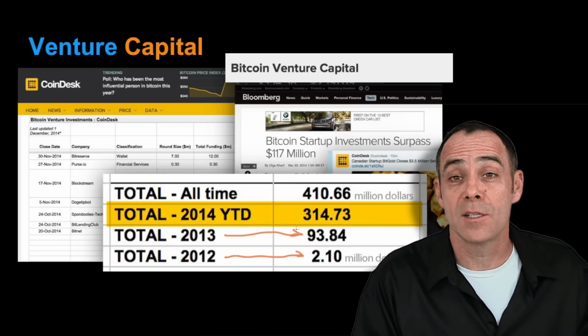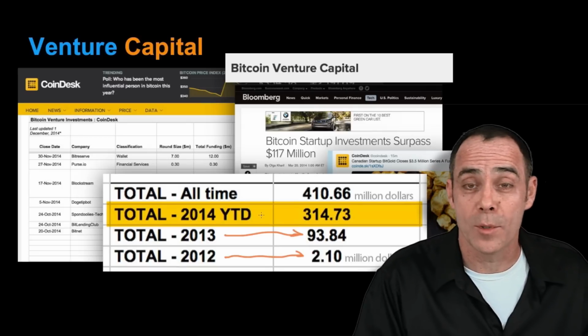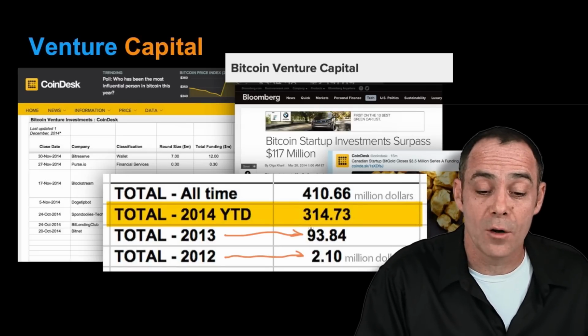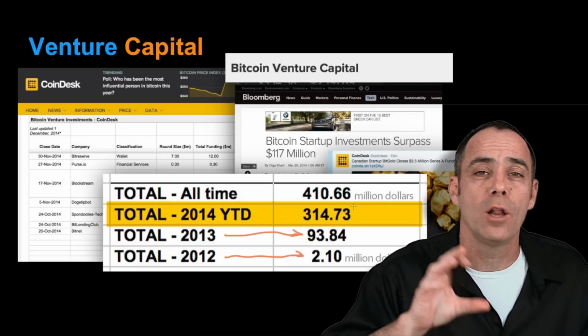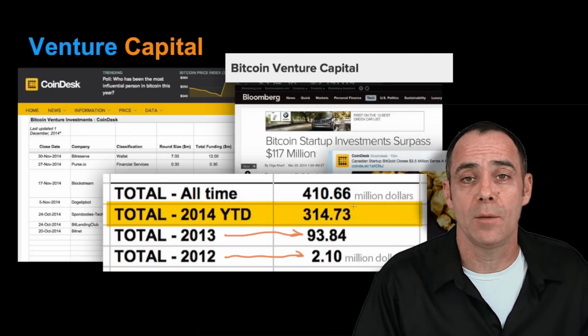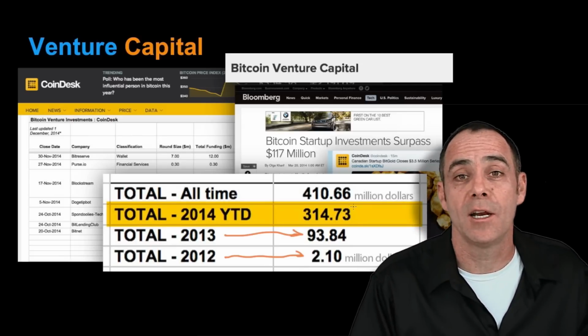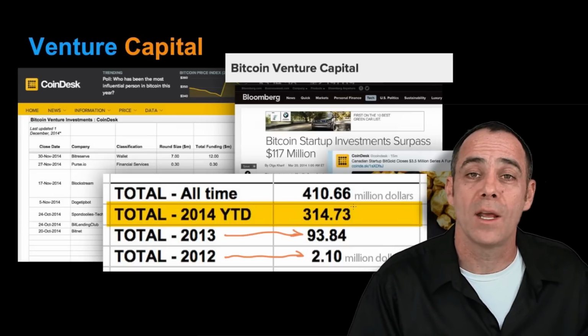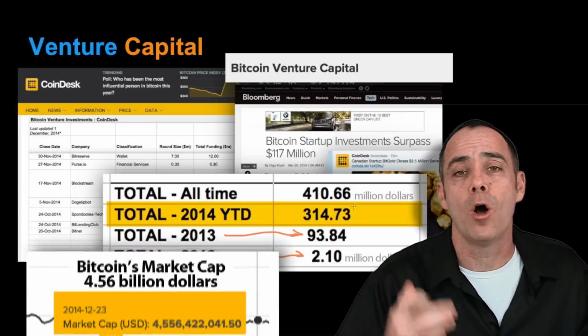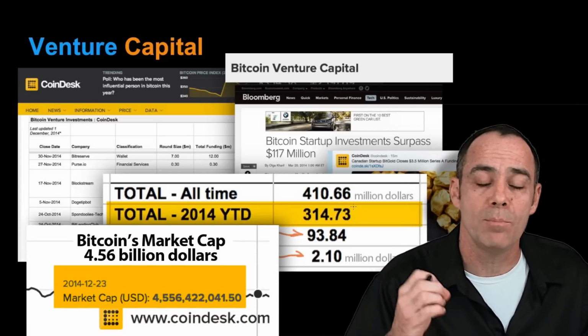And as of today, year to date, we're almost at the end of the year, there is $314 million that have been poured into Bitcoin in all of these spaces that we're going to be talking about today. And this is just the declared money. So there might be lots of other money and personal money floating around. And this doesn't include all the money that people have put in just to Bitcoin itself.